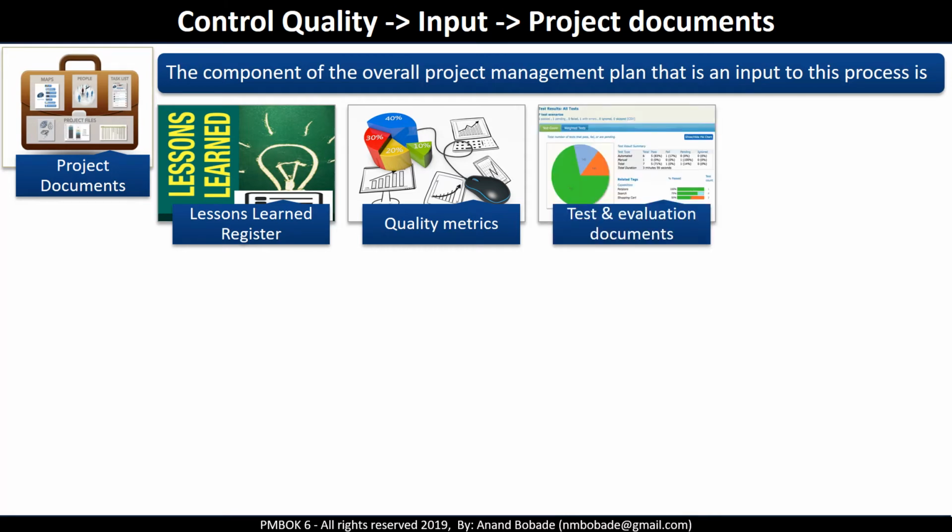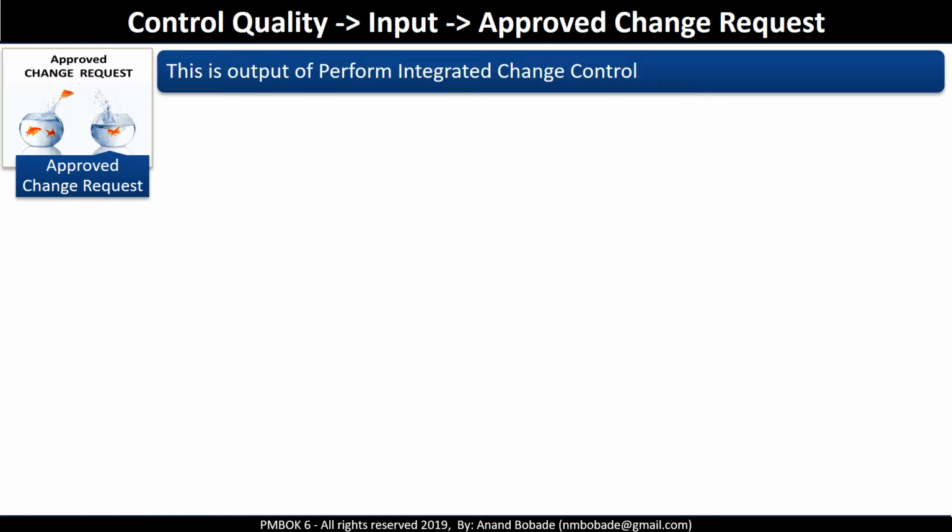Finally, test and evaluation documents. These were created in the manage quality process. They will be used to evaluate achievement of the quality objectives during the control quality process. For example, in a software project, these are simply called test cases, which will be executed during the control quality process. Approved change request. This is an output of the perform integrated change control process.